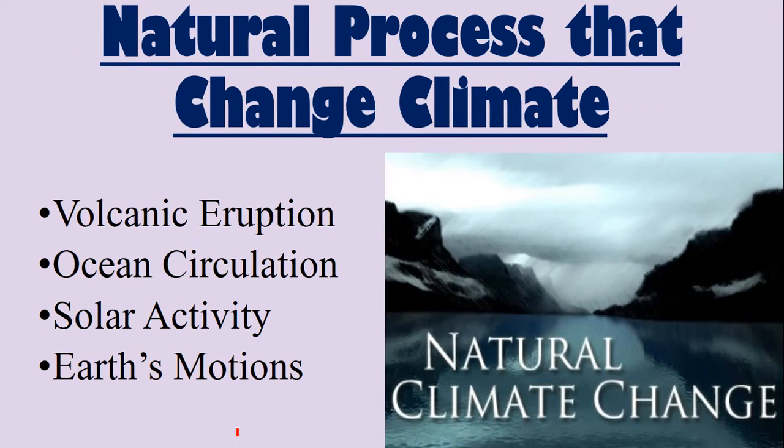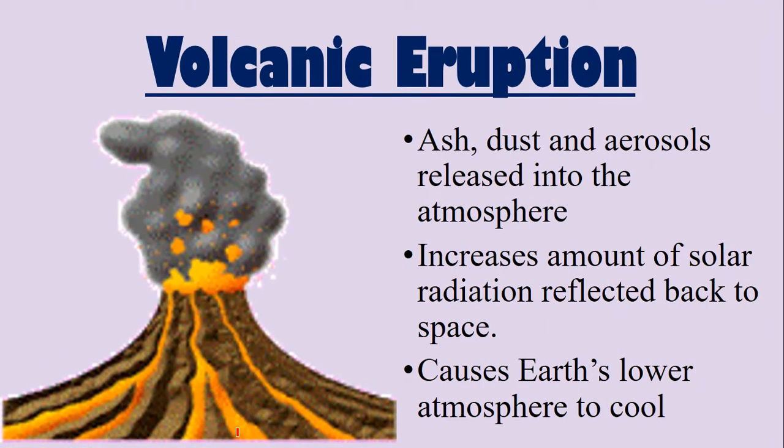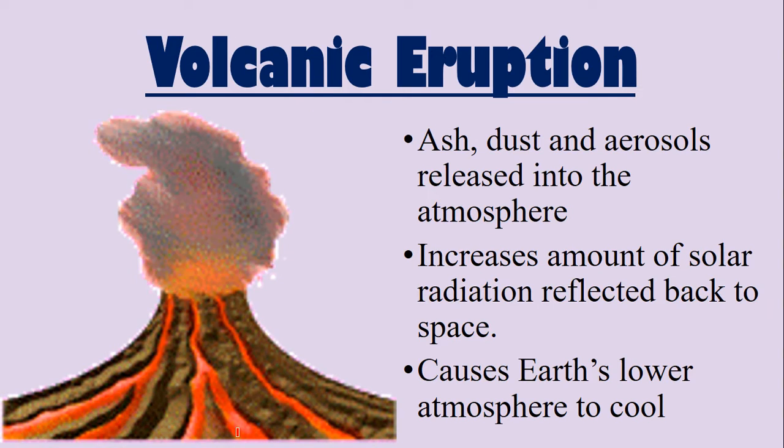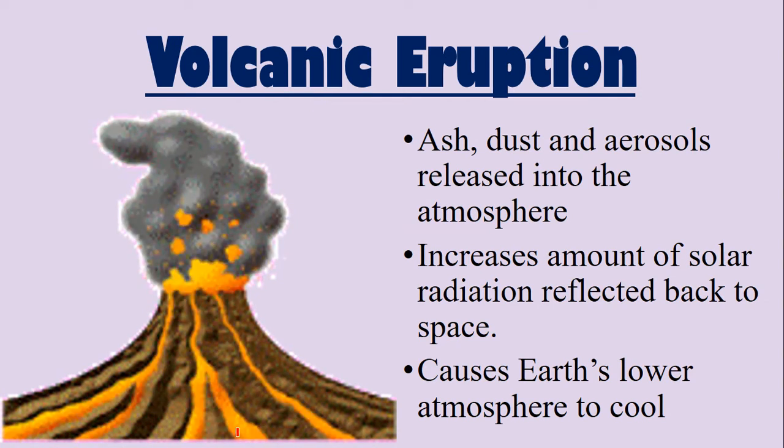Natural processes that change climate: one, volcanic eruptions. Another is ocean circulation. Another is solar activity, and of course, Earth's motions. So volcanic eruptions, how can they change climate? Well, when a volcano erupts, it releases a lot of things into the atmosphere.